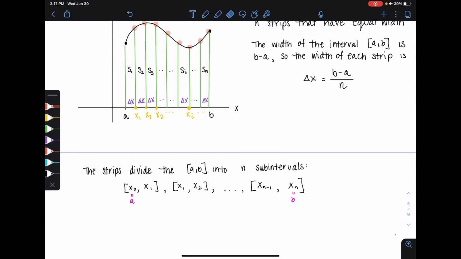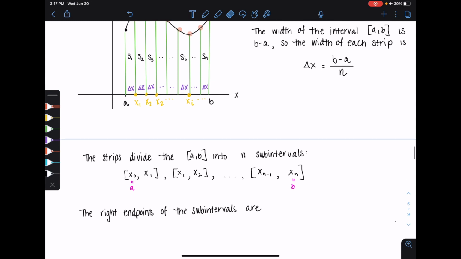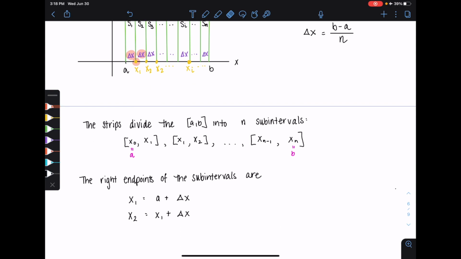So let's think about this first endpoint, x1. What we do is we're starting at a and we add delta x to it. To get x2, I start at x1 and again I add delta x. So this is equal to x1 plus delta x. Your third would be x2 plus delta x. But really I know what x1 is in terms of my starting point and this quantity delta x.